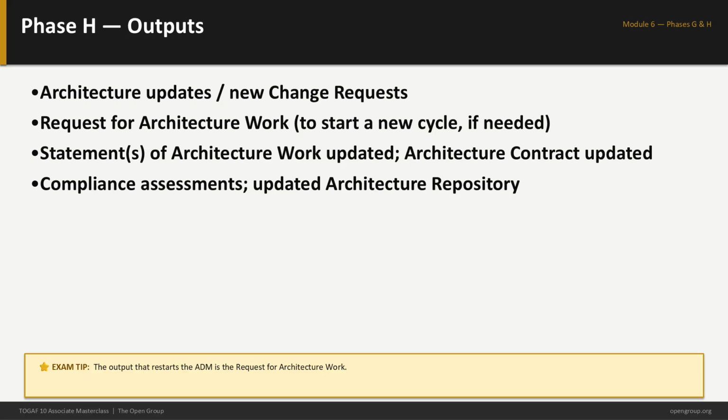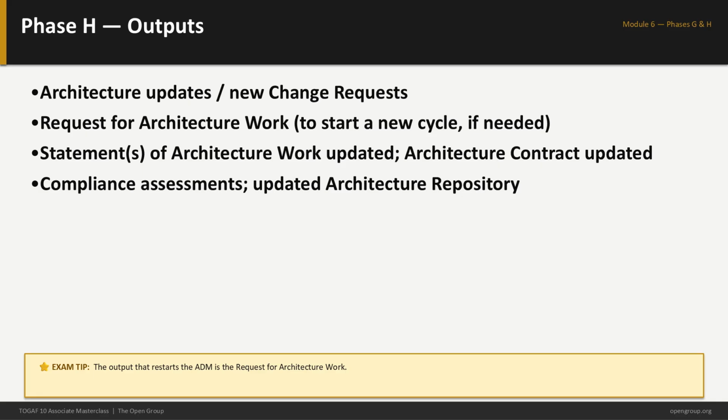Phase H's outputs include architecture updates and new change requests for the smaller changes handled in place. For the bigger ones, it produces a request for architecture work to start a new cycle. It may update the statement of architecture work and the architecture contract. And it generates further compliance assessments and updates to the architecture repository.